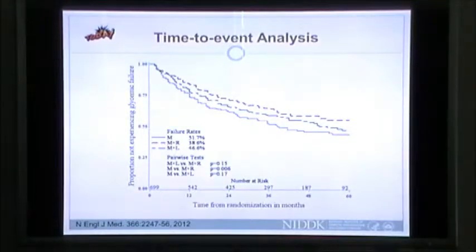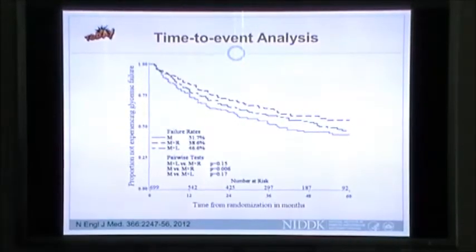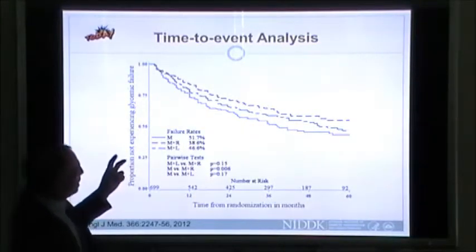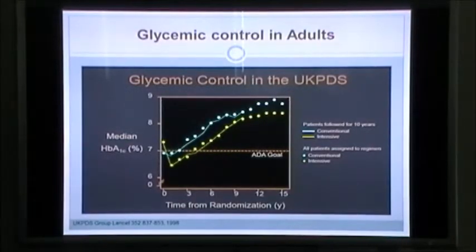Now, we actually had set up the DSMB beforehand. We said, don't stop us for success, because we want to learn about the natural history of these kids. So we were able to keep going, even though we actually separated by a year. By 1 year, rosiglitazone was already better than metformin.